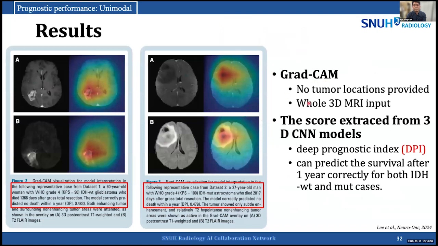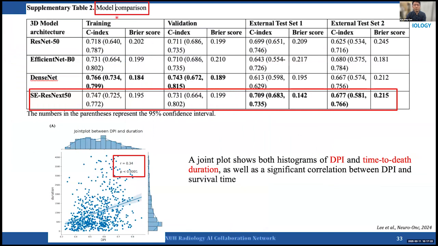The GRAD-CAM can confirm the tumor location with whole 3D MRI input without providing tumor locations into the model. The score extracted from the 3D CNN models, namely Deep Prognostic Index or DPI, can predict the survival after 1 year correctly, both in IDH wild type and mutant cases. For model comparison, SE-ResNeXt-50 outperformed other CNNs in external test sets. In a joint plot, DPI and time to death duration showed significant correlation.